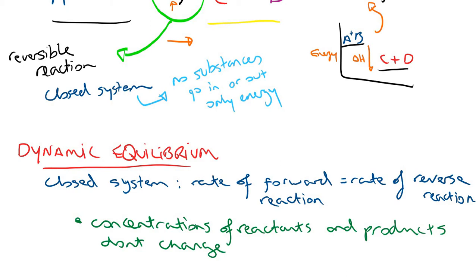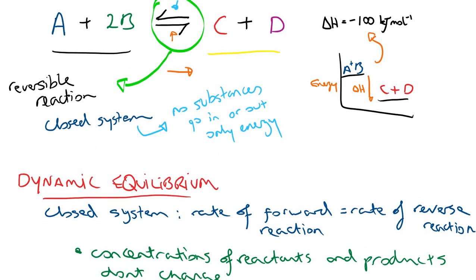We might then infer that they're just sitting there not doing anything. That's not true. They're constantly reacting. But the key difference here is that they're reacting at the same rate. So as A and B react to form C and D, at the exact same rate, C and D are reacting to form A and 2B.